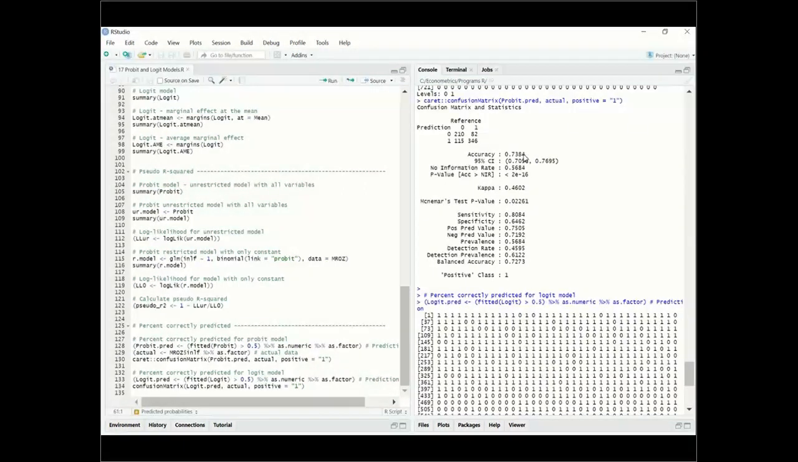So here for this accuracy, also called percent correctly predicted, we want a very high number, like above 70, 80%. We often see numbers even as high as 90% in empirical studies.